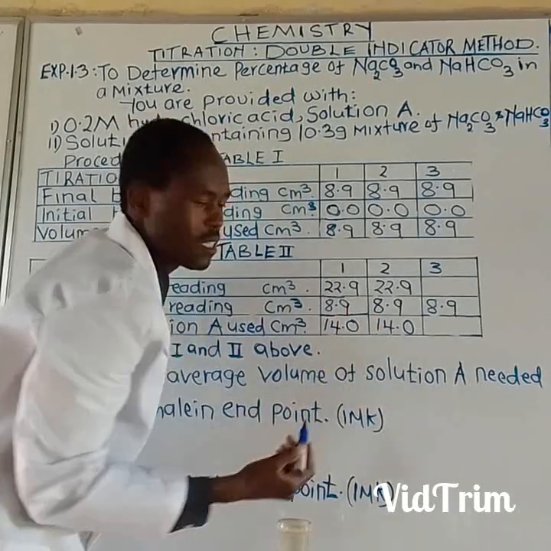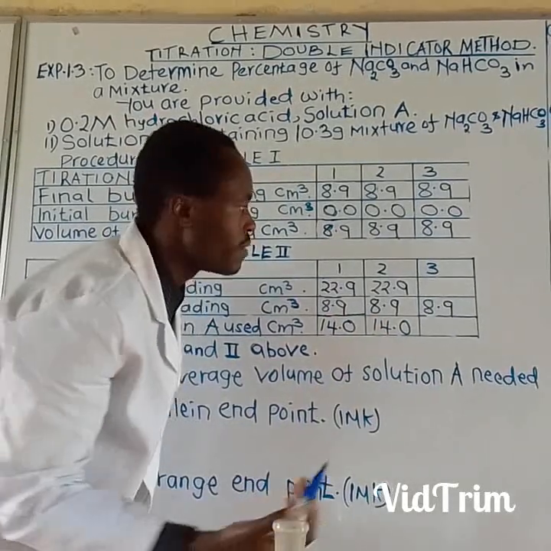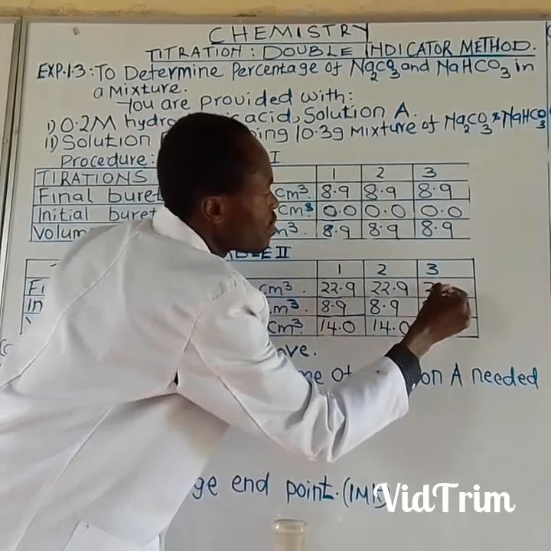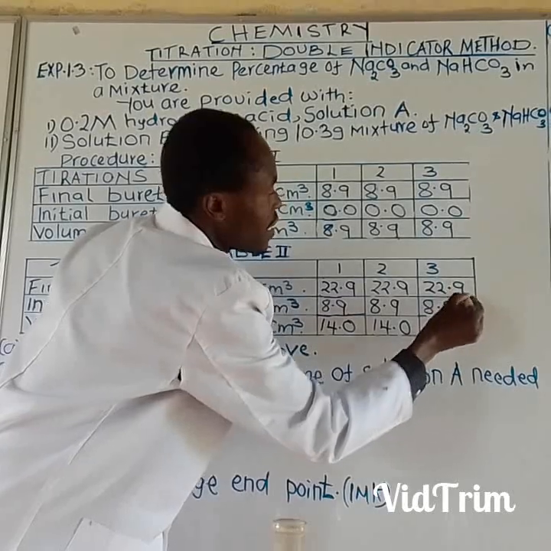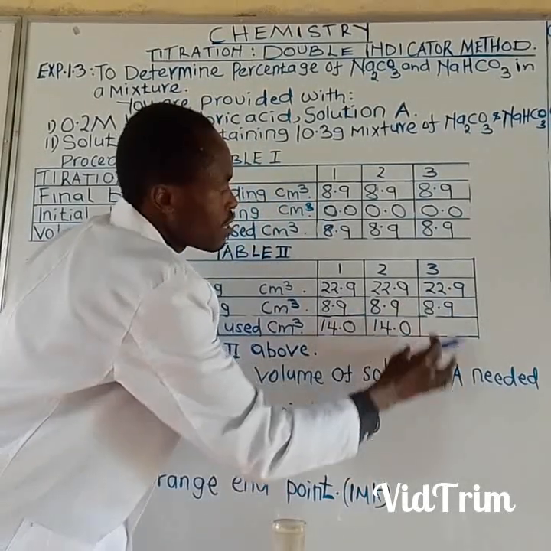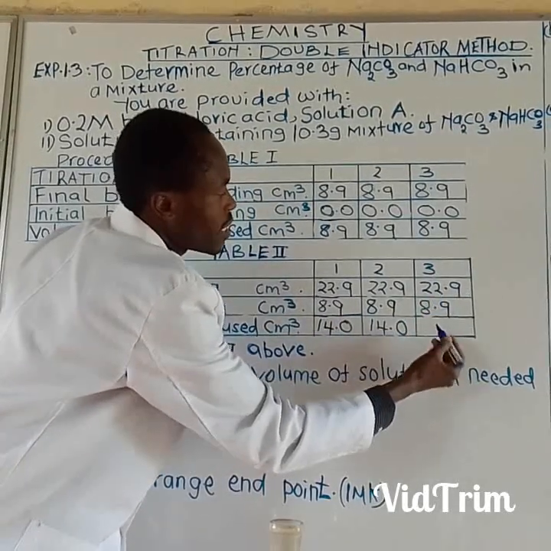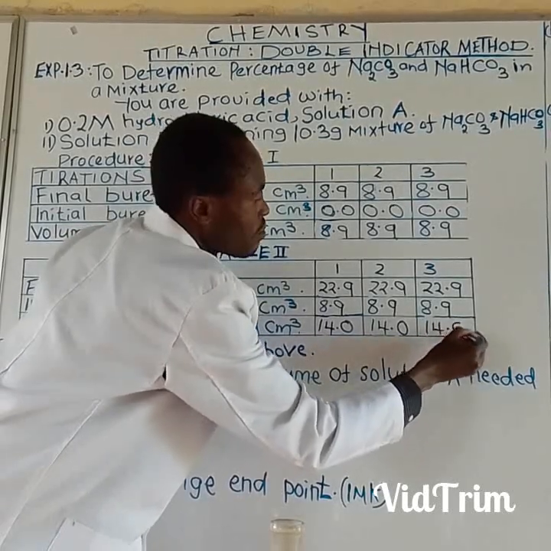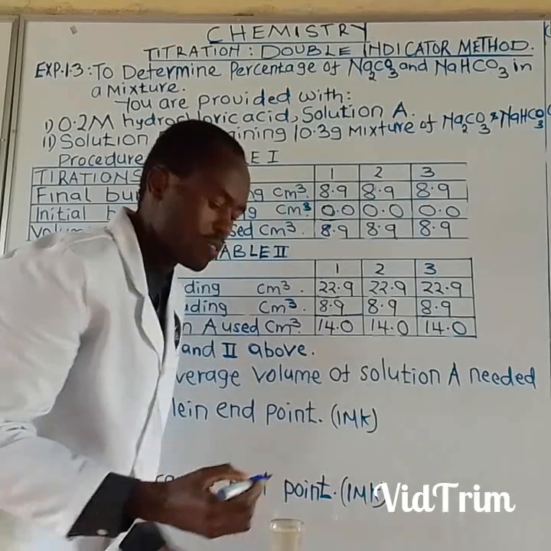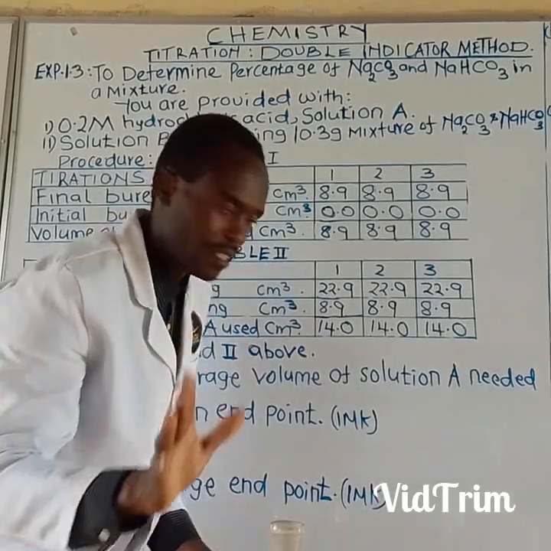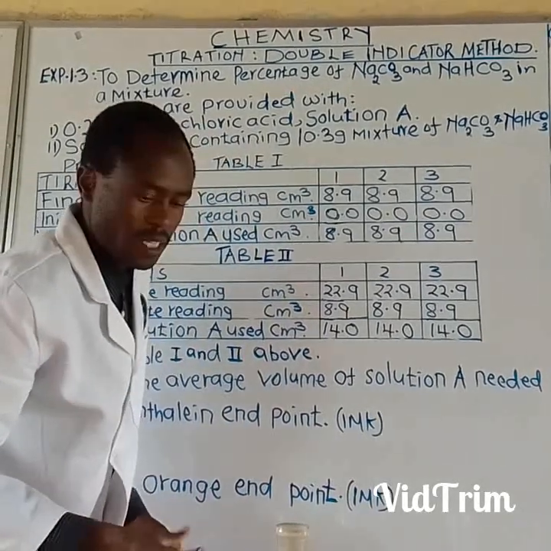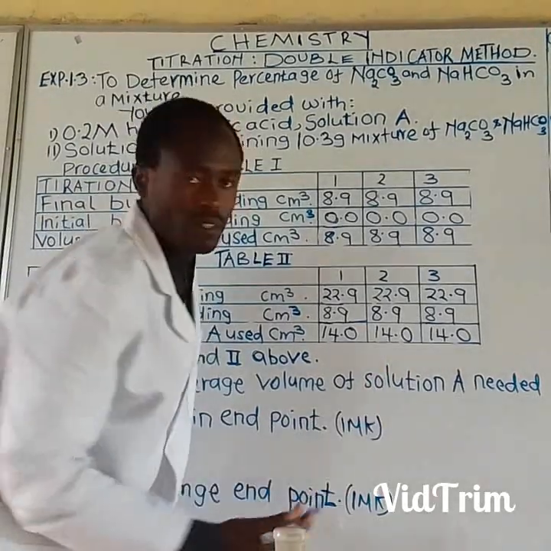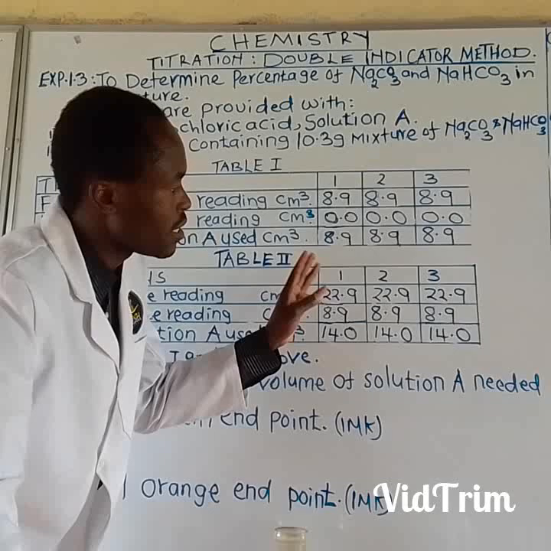Then when you titrate using methyl orange very carefully, the final value will also be close to 22.9. Then when you subtract final minus initial, we land on 14.0. This is for consistency reasons. So my student, without wasting time, this is what we normally consider after completing the table.